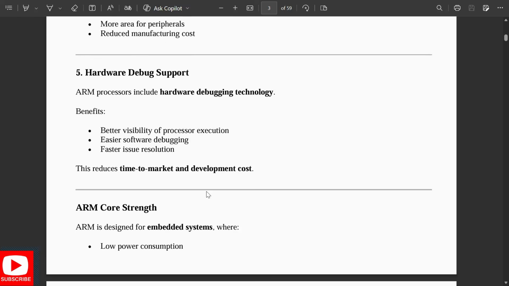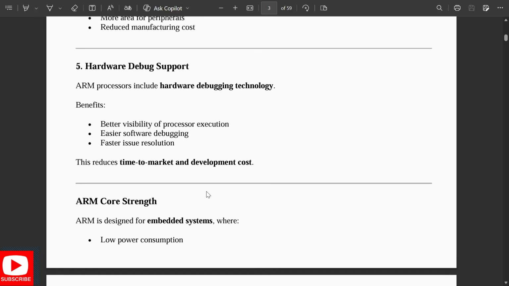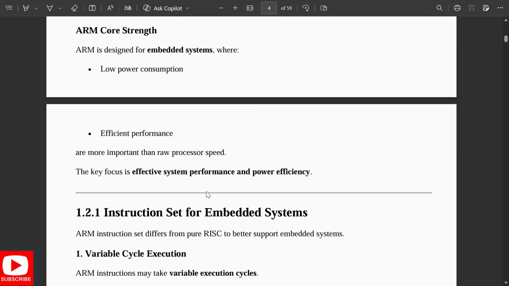Then hardware debug support. ARM processors include hardware debugging technology because of better visibility of processor execution and easier software debugging, which means faster issue resolution. So this reduces the time to market and development cost. Next is ARM core strength. ARM is designed for embedded systems where low power consumption and efficient performance are more important than raw processor speed.